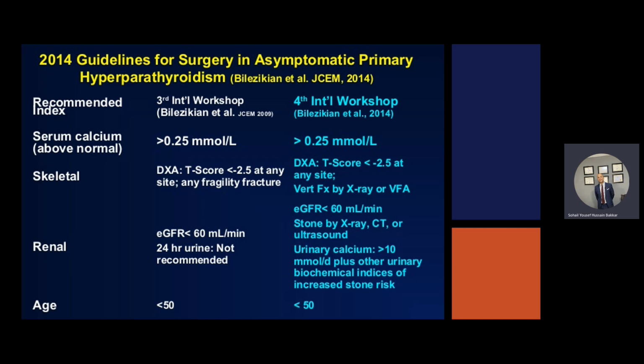لاحظ دائما مهم جدا إذا لقينا أن السيرم كالسيوم ليفل أعلى على الأقل ب1 ملغرام per deciliter أو 0.25 millimole per liter than normal. So this is considered significant and an indication for surgery. إذا كان عمر المريض أقل من 50 عام, and again this is an indication because the patient will have enough time to develop symptoms.